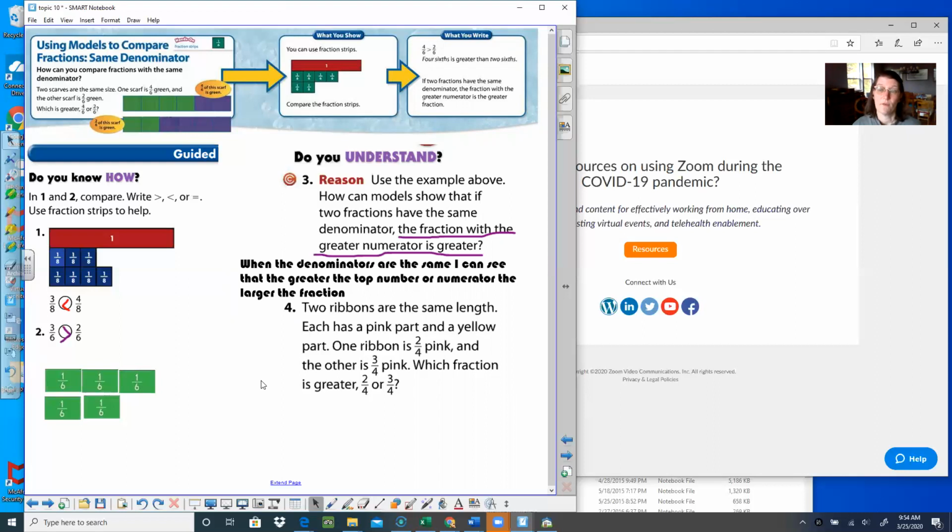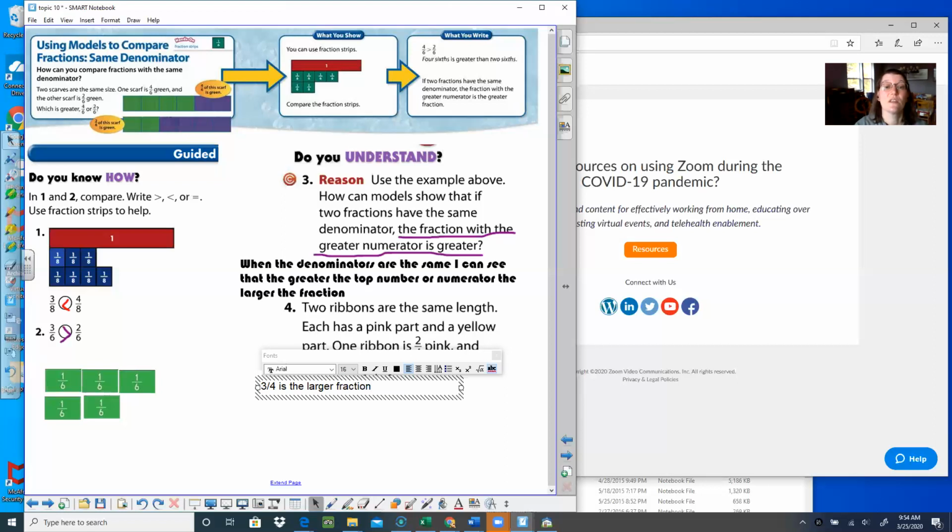So the fraction with the greater top number, which is called a what? Hopefully you're thinking numerator, is the greater fraction. So out of 2/4 and 3/4, which one has the larger numerator? Hopefully you're thinking 3/4. So I'm going to type that. 3/4 is the larger fraction.